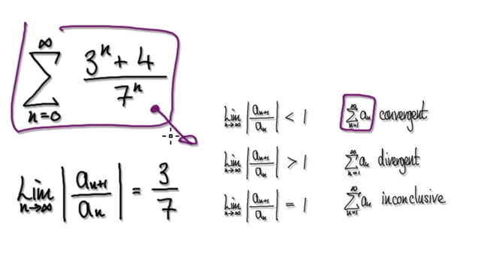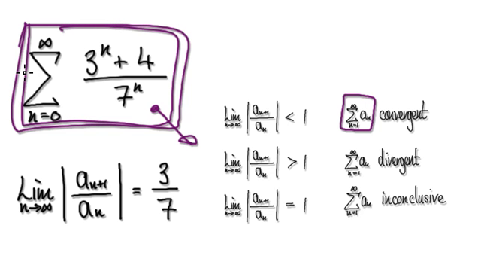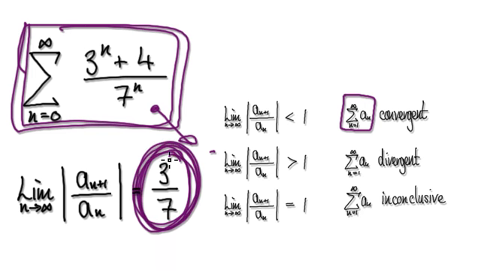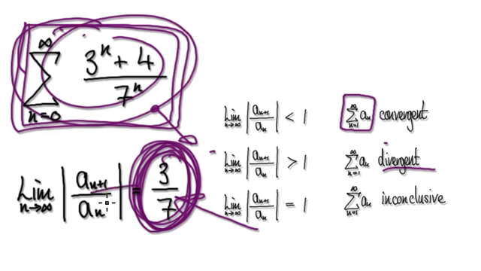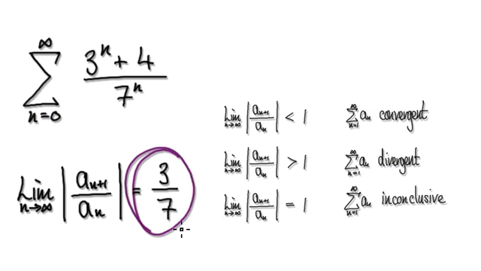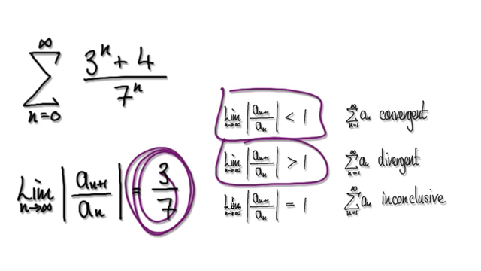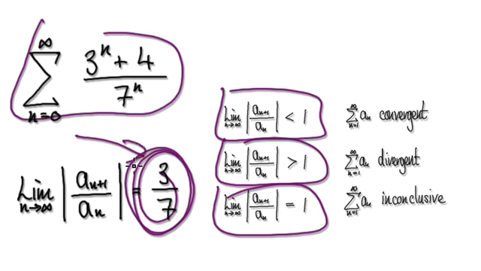By the way, this test doesn't mean that if you sum up everything, the series equals 3 over 7. The test only uses this value to determine if it's going to converge, diverge, or be inconclusive. If you sum up this whole thing, it doesn't equal this. We just use this number here to determine whether it's less than 1, greater than 1, or equal to 1.